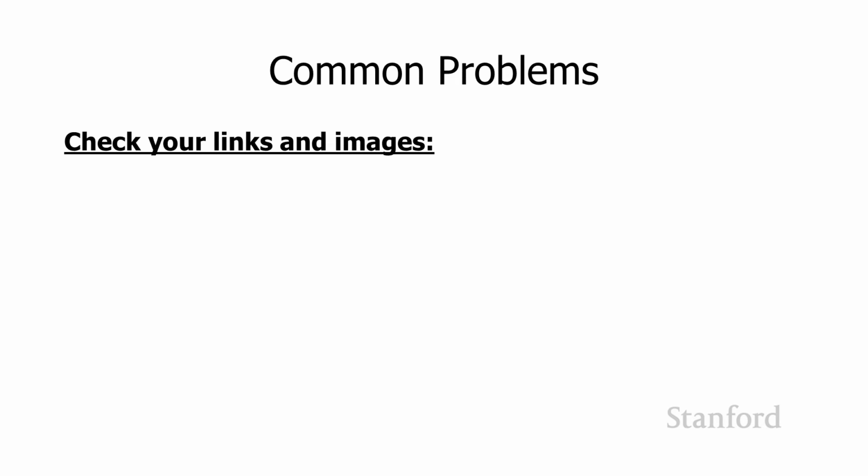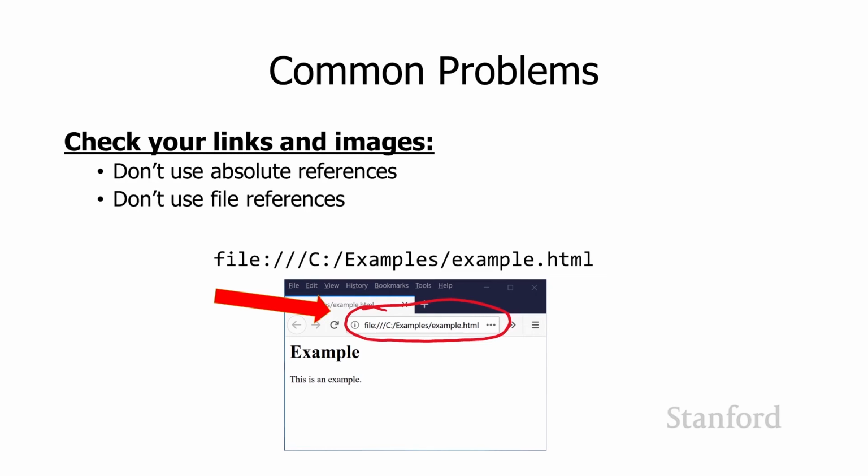All right. I also recommend that you just double check every link on your website and double check your images and make sure they're all working. What can go wrong? Well, first of all, don't use absolute references. We've talked about this before when we talked about creating links. And definitely don't use file references.